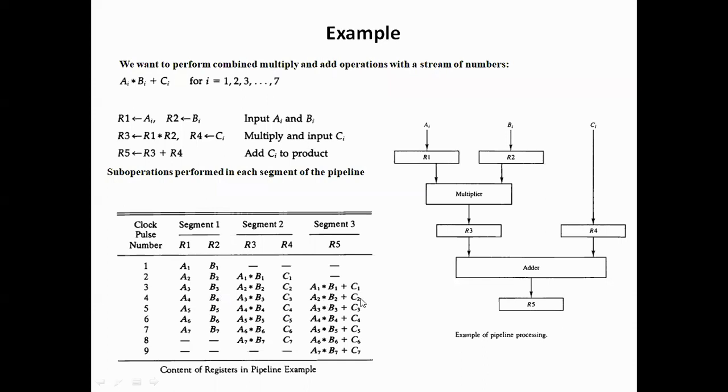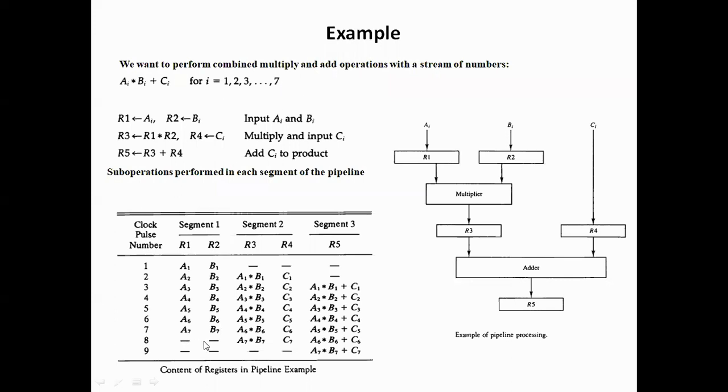Fine. And this way we can continue. In the seventh clock pulse, A7, B7 will come, 6 will be in the multiplication segment, and 5 will be in the addition segment. Good. Now, since after 7 we don't have any new entry, if there would have been a new entry, we would have put it here. So it implies that we don't have an 8 here.